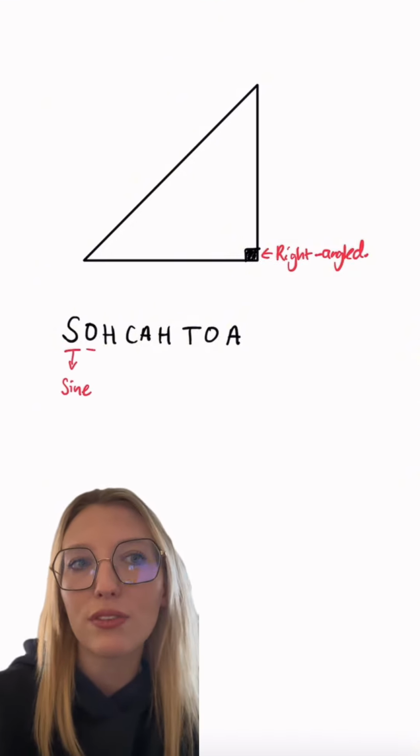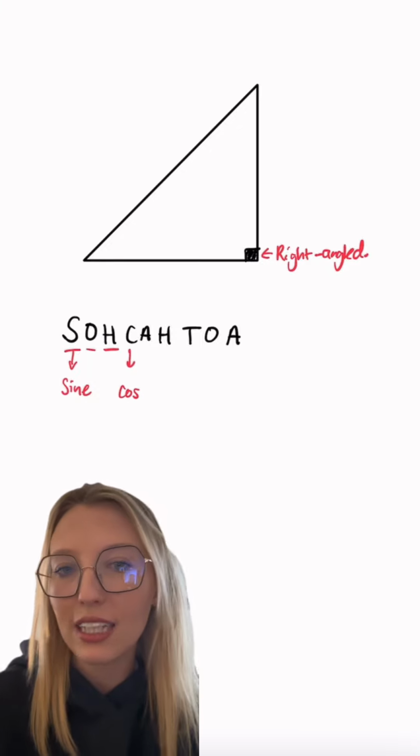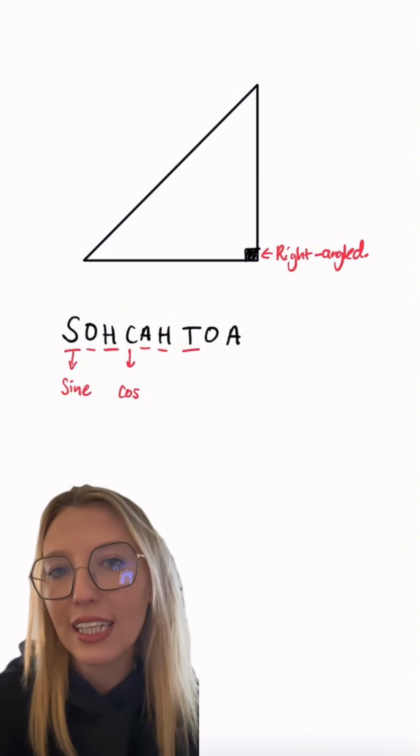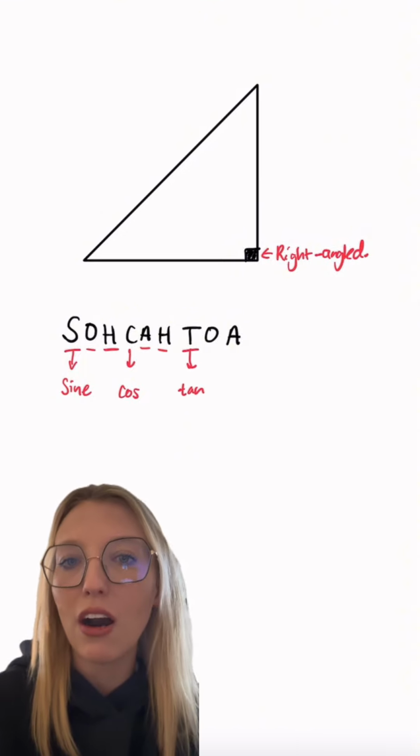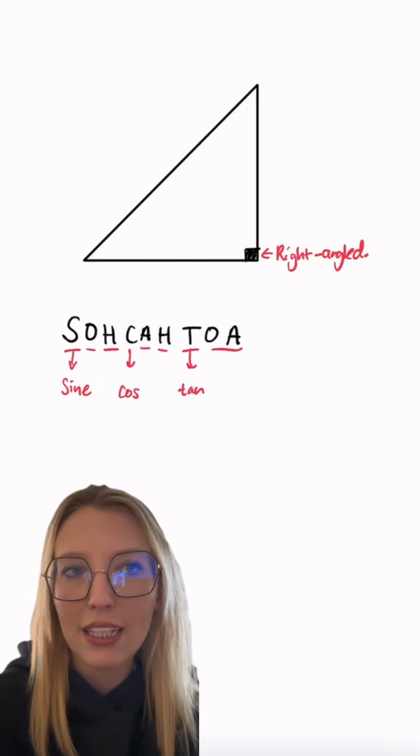The S stands for sine, the O and the H stand for opposite and hypotenuse, the C stands for cos, the A and the H are adjacent and hypotenuse, and the T stands for tan, and the O and the A are opposite and adjacent. So let's take a look at what this means.